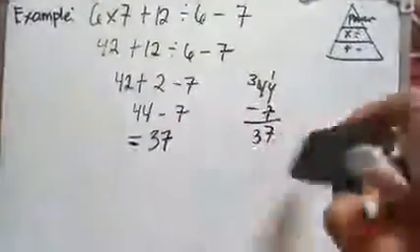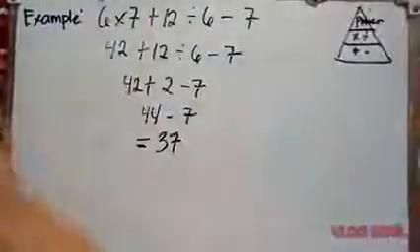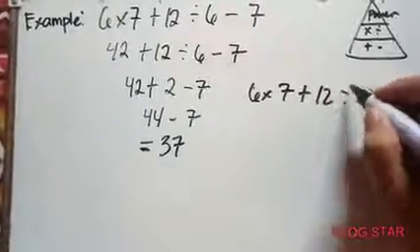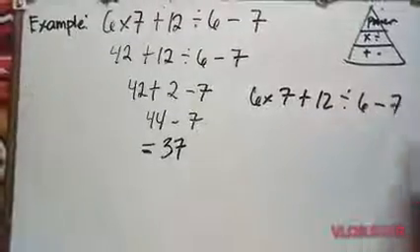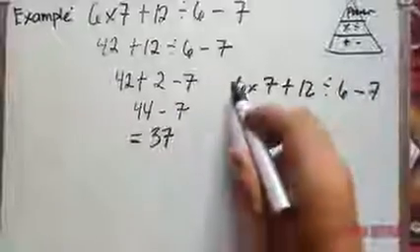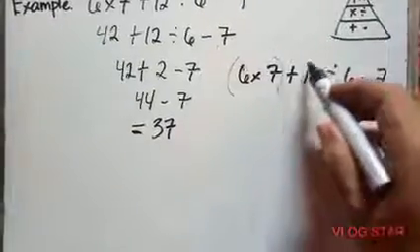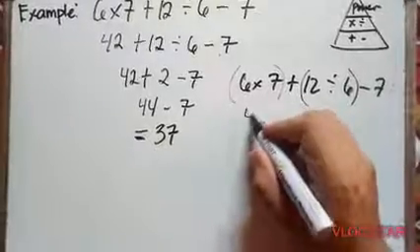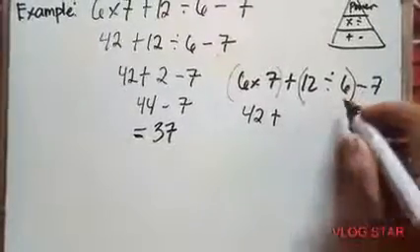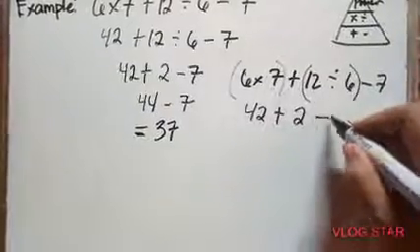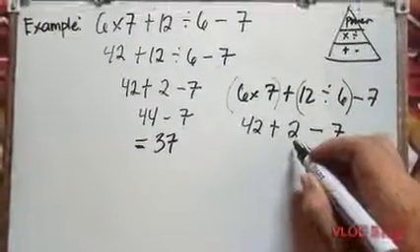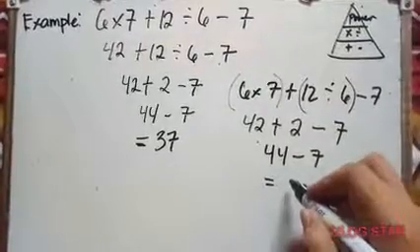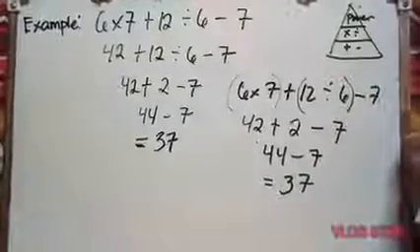Or you can solve it this way by using parentheses. So 6 times 7 plus 12 divided by 6 minus 7. You can enclose this operation in parentheses. Then evaluate 6 times 7, the answer is 42, plus 12 divided by 6, the answer is 2, minus 7. 42 plus 2, the answer is 44, minus 7, then it is equal to 37.